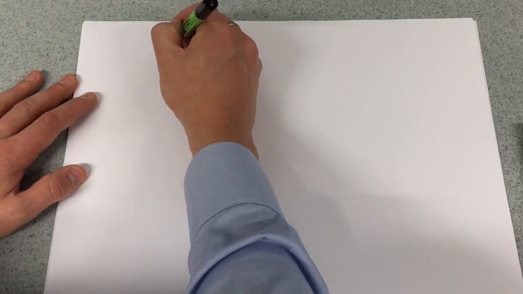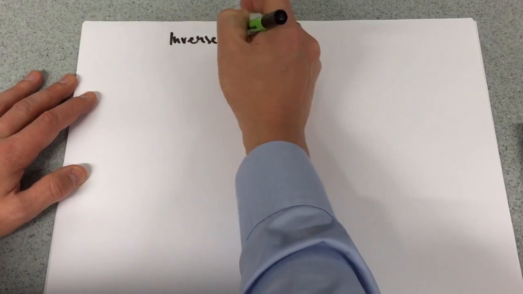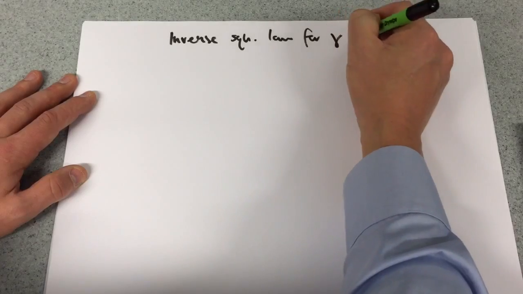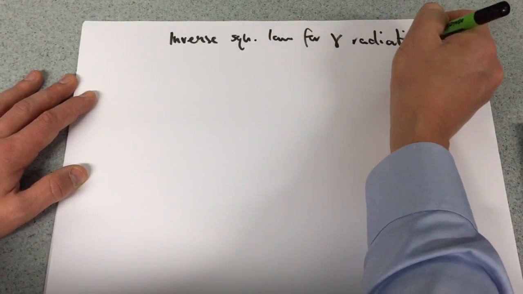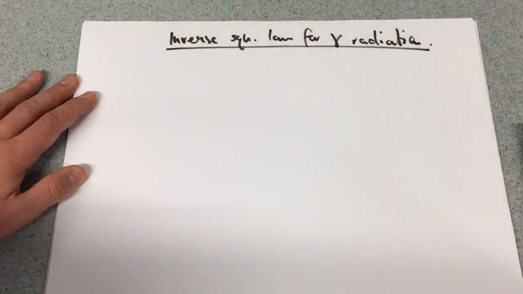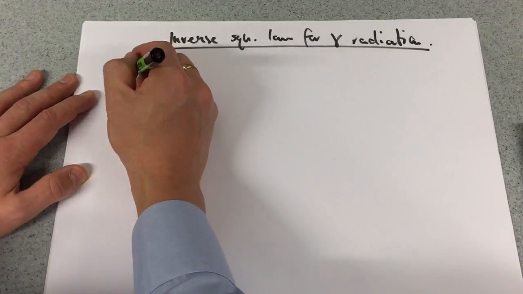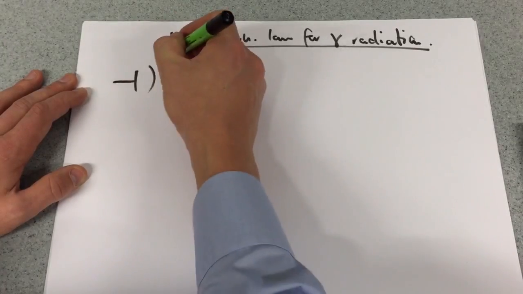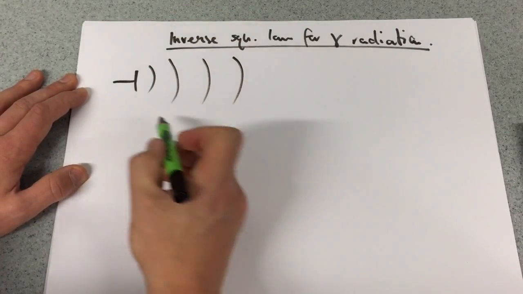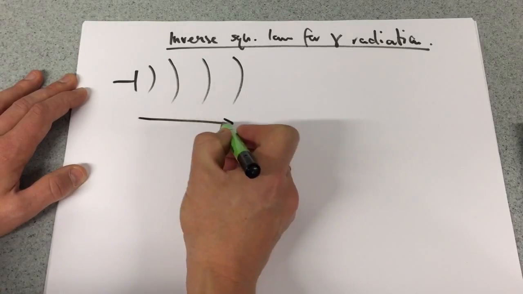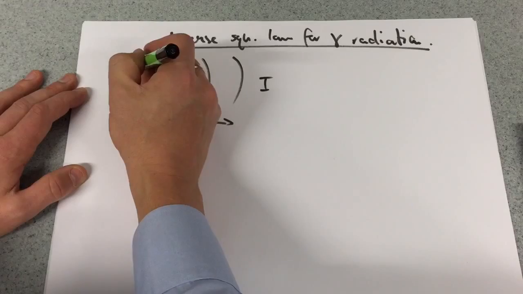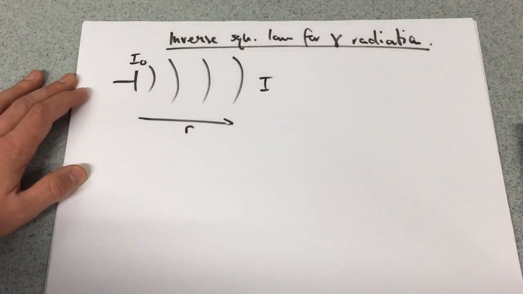Right, here is a practical looking at the inverse square law for gamma radiation. Okay, so we should have a pretty good idea that this gamma source that we have will be shining out radiation. And as the radiation increases with distance, so the intensity of that radiation diminishes from an initial value.